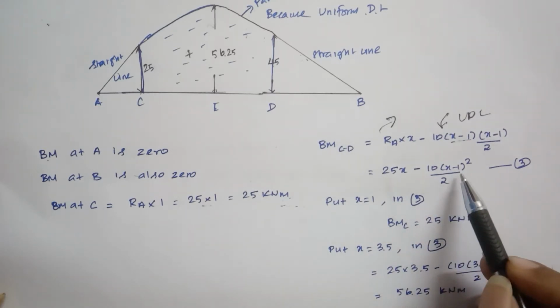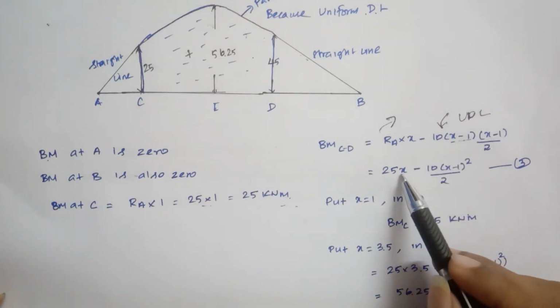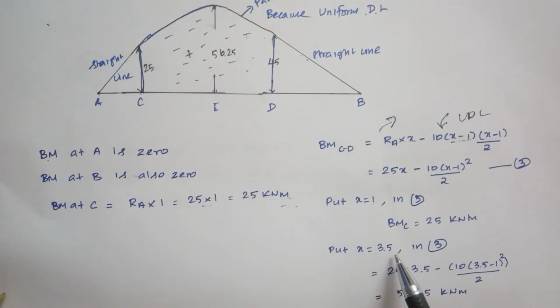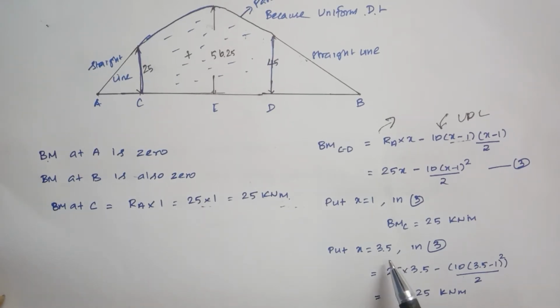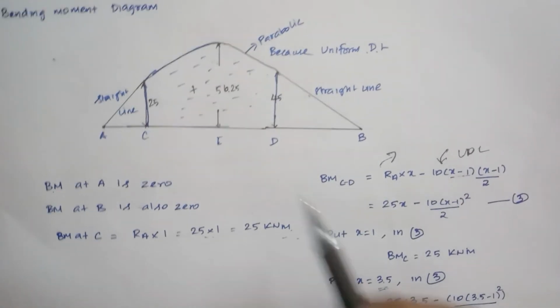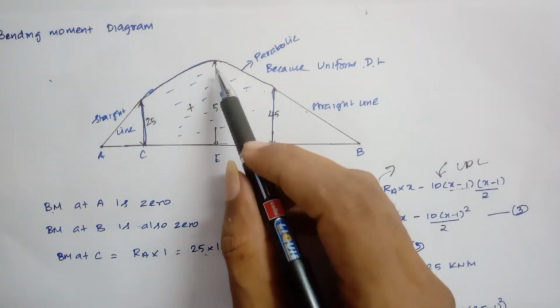We can easily find out. Put x equal to 1, this gives 0 for the UDL term, so at 1 it is 25 kilonewton meter. Put x equal to 3.5, where the bending moment is maximum. You have to see that the bending moment will be maximum where the shear force is 0. Substituting 3.5 in the equation, we get 25 into 3.5 minus 10 into (3.5 minus 1) whole square by 2, which is 56.25 kilonewton meter. So 56.25 kilonewton meter is the maximum bending moment.